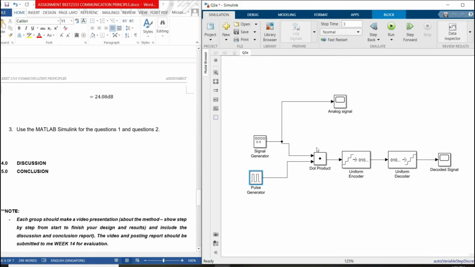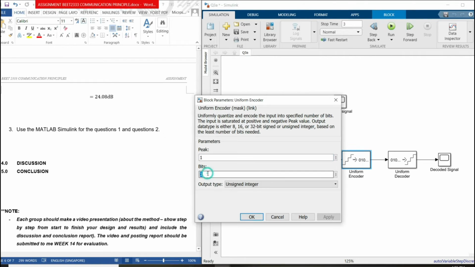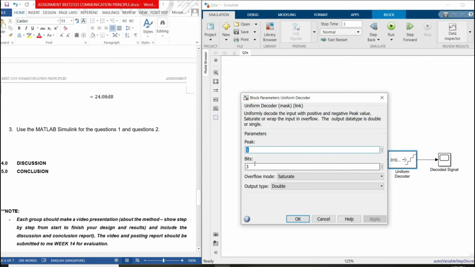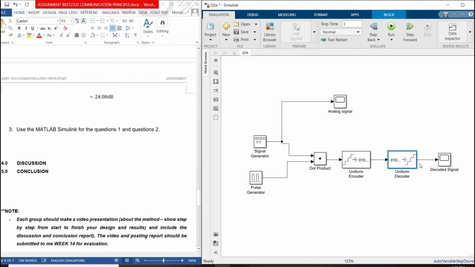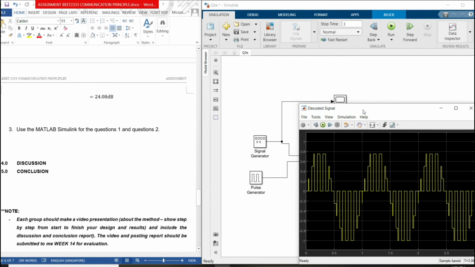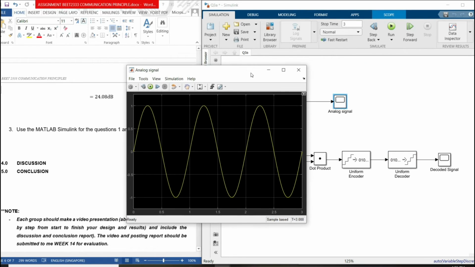Here, the dot product, we will use it to sample our signal, and then we will do the uniform encoder with 3 bits, and the peak value is 1. And the uniform decoder, the peak is 1 and the number of bits is 3. Then we will see the decoded signal here also. When we run it, we will get the decoded signal, same as the code. And in the analog signal here, we can see that we use 1 second to take one complete cycle. That means it is 1 Hz.